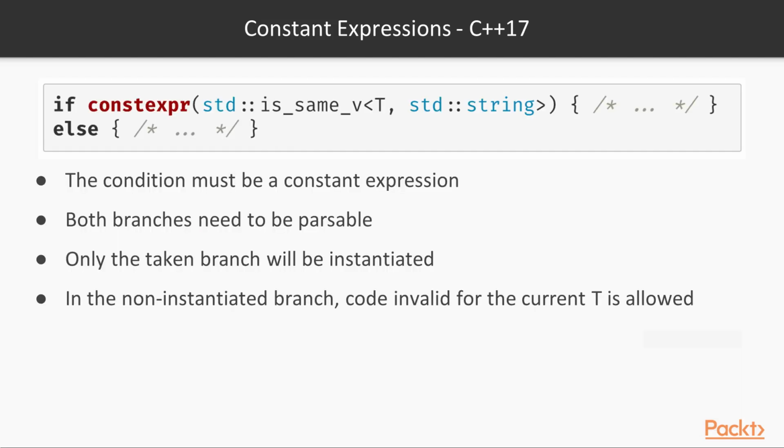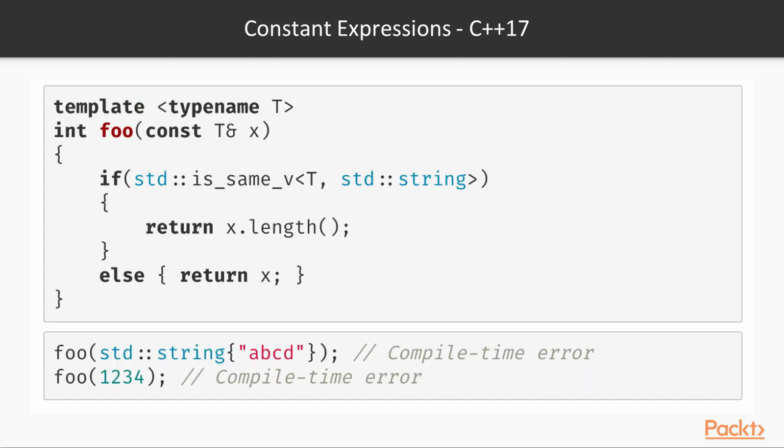Let's look more closely at this if constexpr statement. Firstly, the condition that you provide in the round parentheses must be a constant expression. If the condition is not a constant expression, the program will fail to compile. Both branches, so the true branch and the false branch, must be parsable. This means that they need to contain valid C++ in terms of syntax. But only the taken branch will be instantiated. This means that in the non-instantiated branch, code which is invalid for the current T in this example is allowed. This will be clearer with an example.